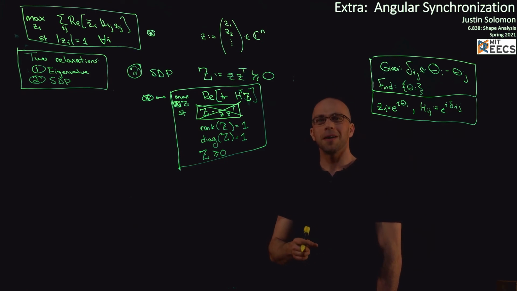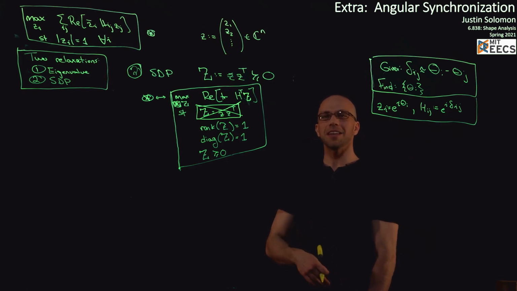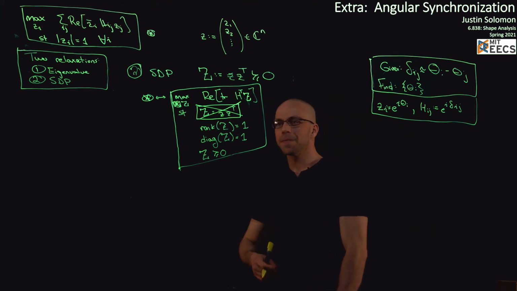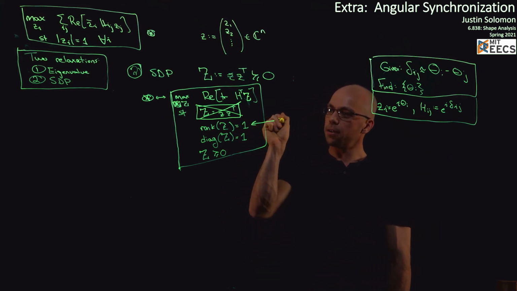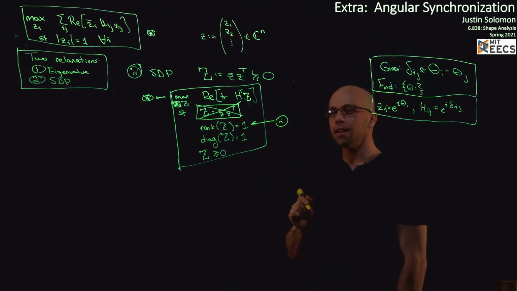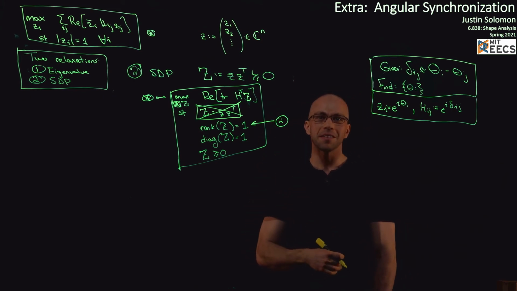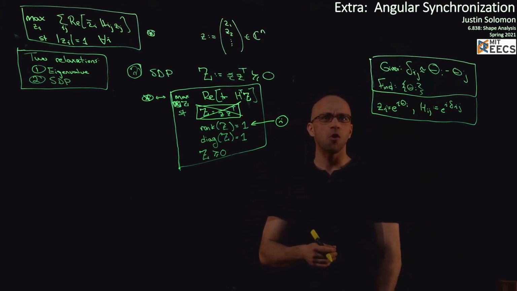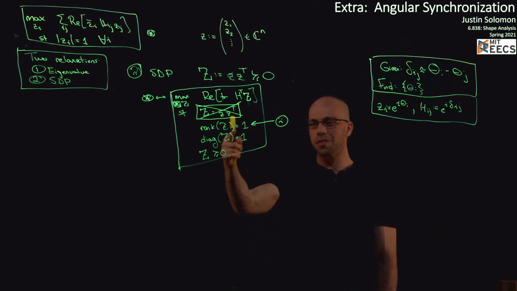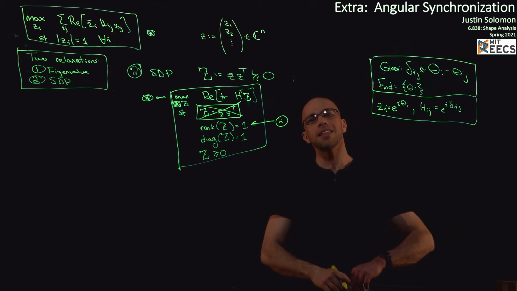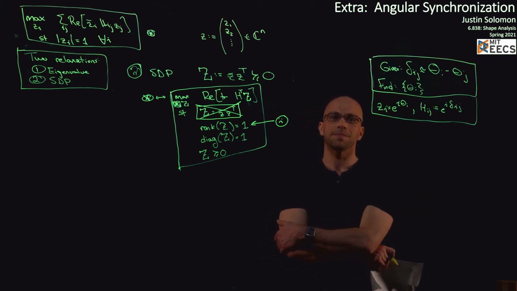There's only one problem, which is that this is an extremely non-convex optimization problem. And that is due to this constraint right here. This is the hard one to work with. The set of rank 1 matrices cuts out a weird algebraic variety in the set of all possible matrices Z. And so that's the constraint that's hard to enforce.